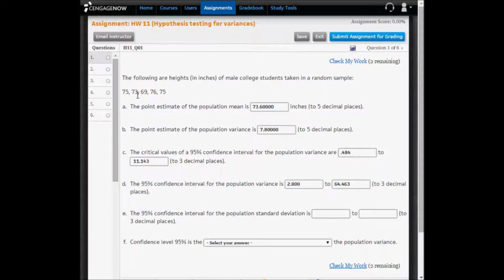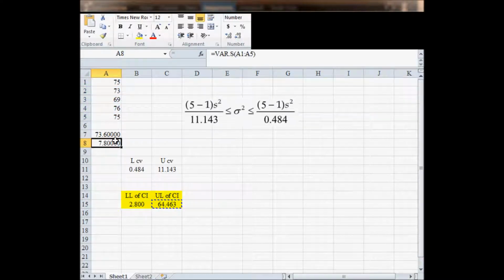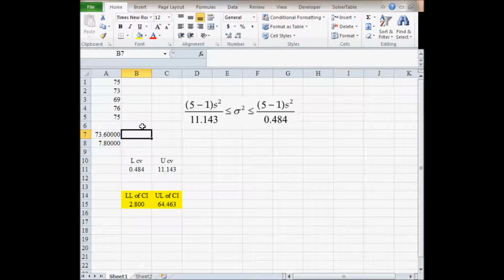We have heights here, and the variance, so those are in inches, right? We have inches. The mean is in inches, and the variance is in inches squared. So we don't really want to talk about the variance. When we talk about the dispersion of the data set, we really want to talk about the standard deviation.